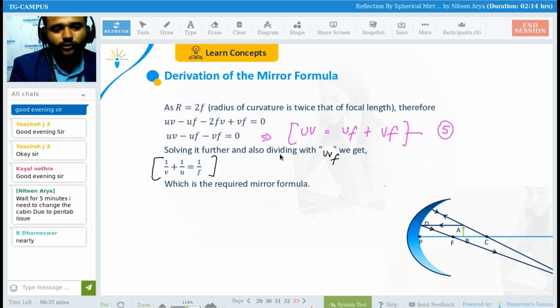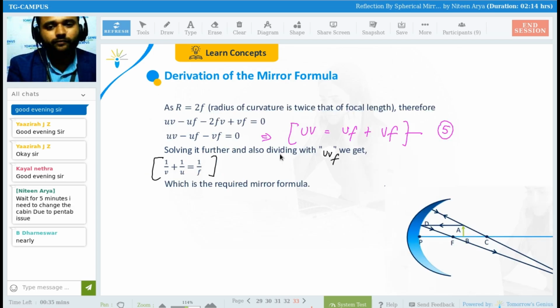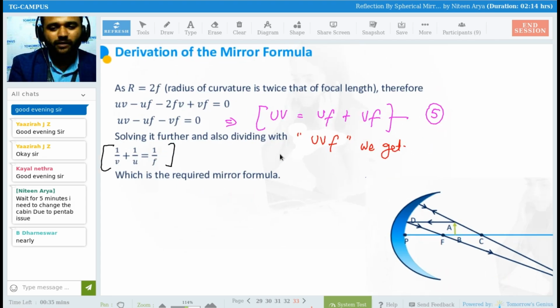Therefore, we are going to put R equals 2F in the previous equation. And what is the previous equation? This: UV minus UF minus RV plus VF. Means instead of R, we are going to put everything in the form of U, V or F. When we do that, we get the equation UV equals UF plus VF, which is equation number 5. Dividing with UVF, we get the required mirror formula.